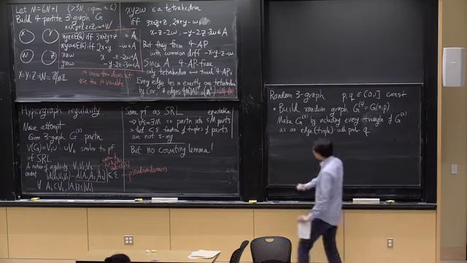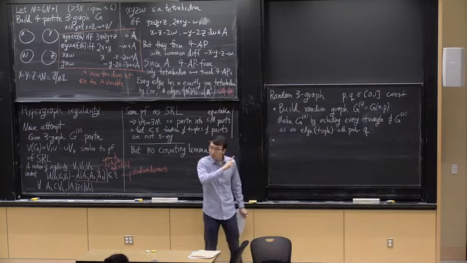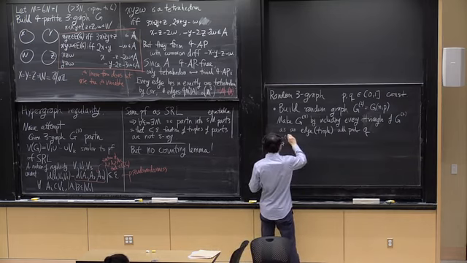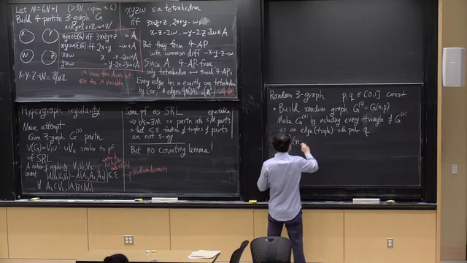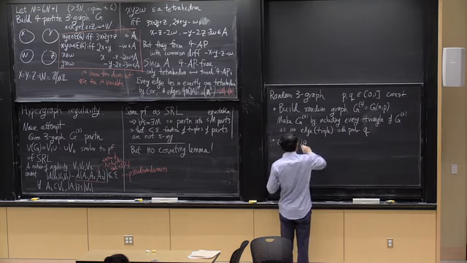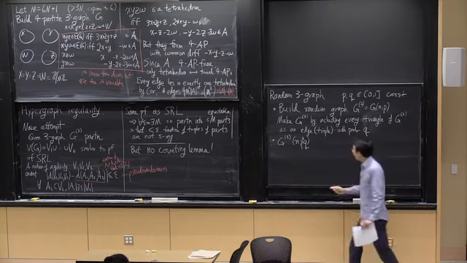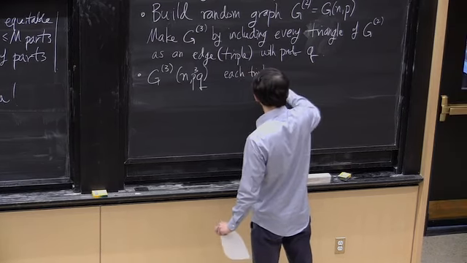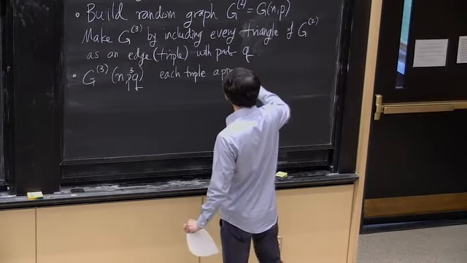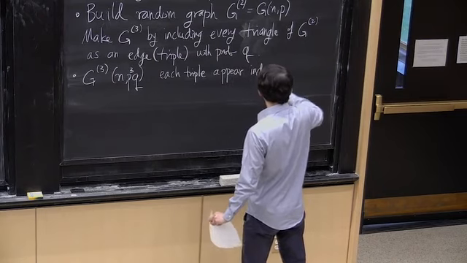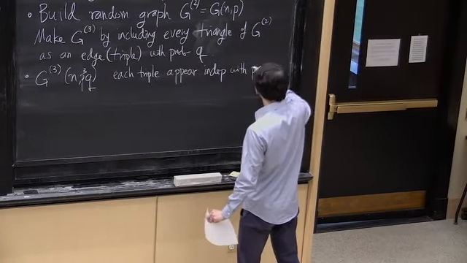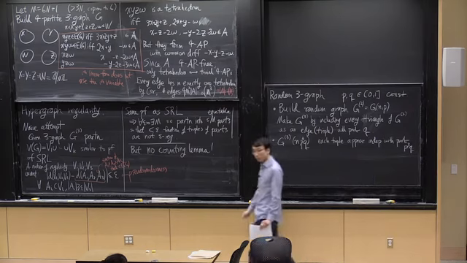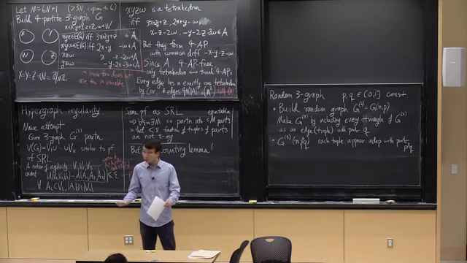Okay. And let's compare this construction to the more naive version of a random hypergraph, where we look at this hypergraph where I put each triple appearing independently with probability p cubed q. Okay, so these are 2 different constructions of random hypergraphs.